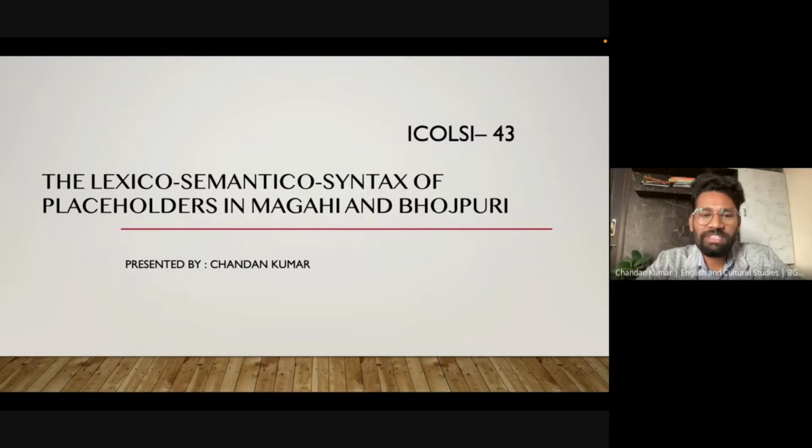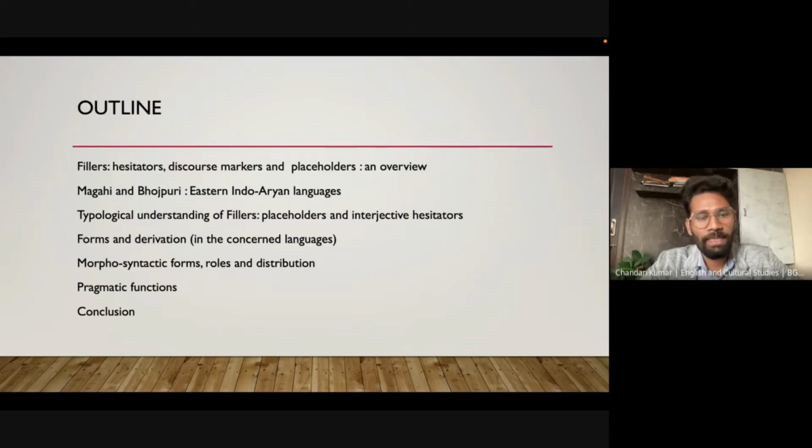The primary focus is on the placeholders in the two languages. However, I'm still in the process of collecting data. So the primary data is from the Magahi language. However, the process, the forms, and the other syntactic analysis will be the same for both the languages. So this is the outline of the presentation.